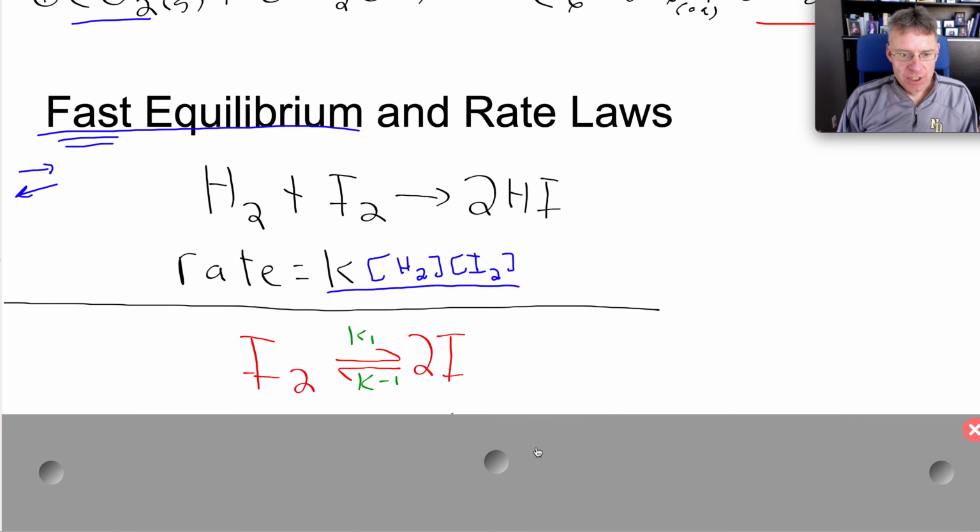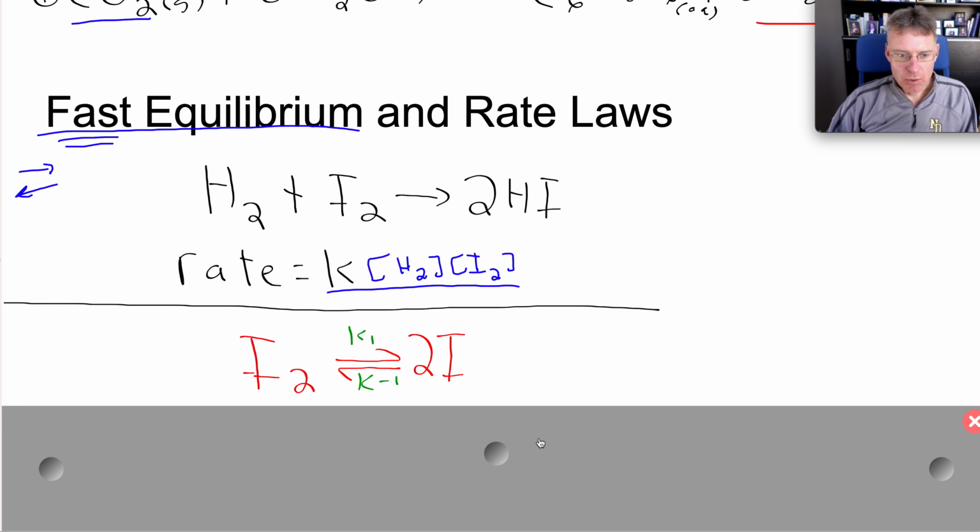We actually first have one of those fast equilibria. The first thing that happens is the molecular iodine turns into two iodine atoms, and this is an equilibrium, so I have that equilibrium arrow. The rate constant, I'm calling K1 for the forward, and going backwards, K minus 1. Okay, this is an equilibrium, and we're going to assume that this is a fast step.